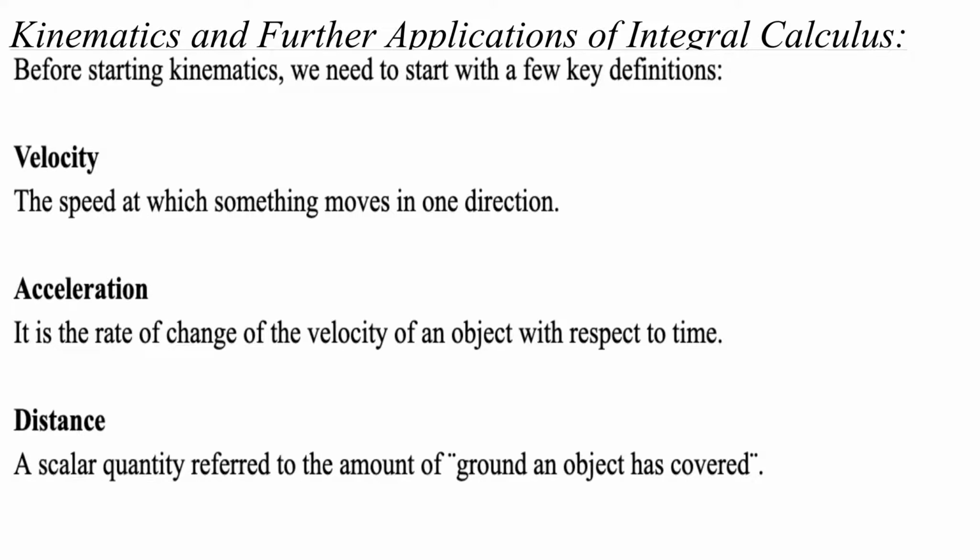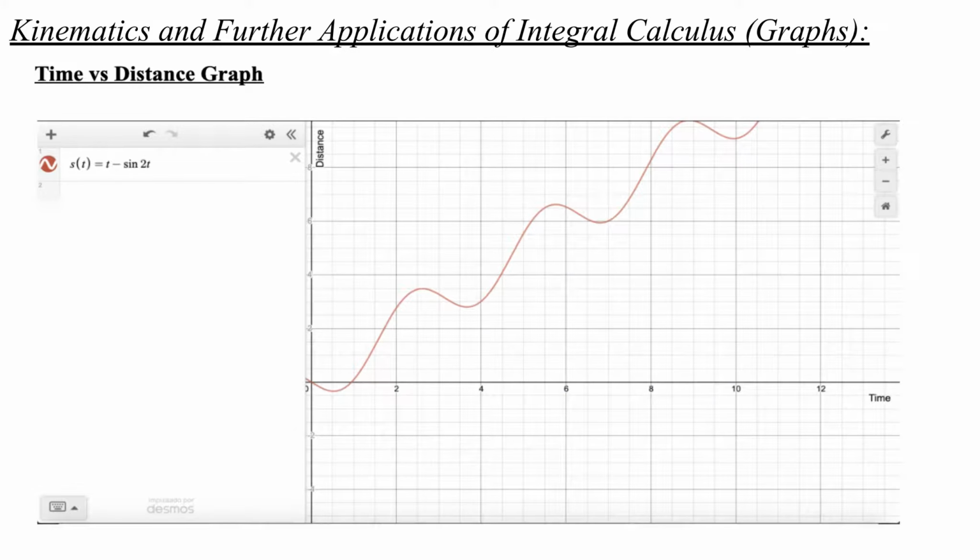Distance is a scalar quantity, referring to the amount of ground an object has covered. We have here the graph of time versus distance, where the distance equation is s(t) equals t minus sine 2t. The y-axis is distance and the x-axis is time.